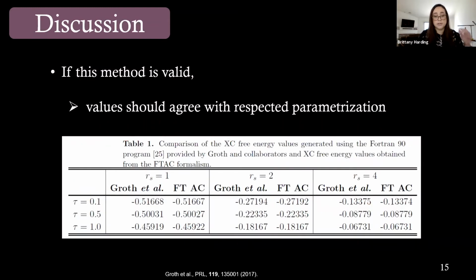Okay, so that's all well and good, but how can we further validate this method other than just looking at plots and seeing if they look like we expected? Well, the values obtained from the formalism in this work should match or agree with the values from the Groth parameterization. So I was able to obtain values from the Groth parameterization using the Fortran code that they provided. And I was satisfied with the agreement between the values obtained by integrating over the finite temperature adiabatic connection curves. Furthermore, if you increase the resolution on the calculations done with my method, the values agree even more.